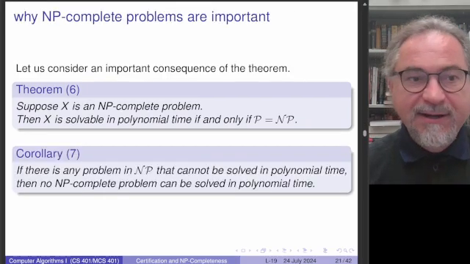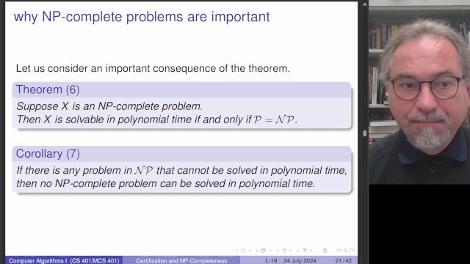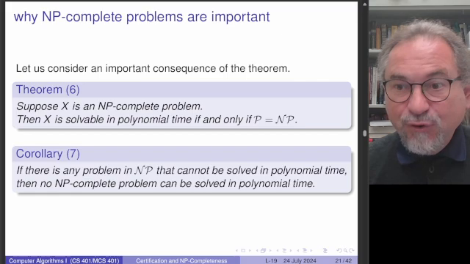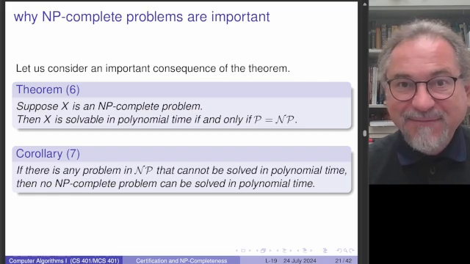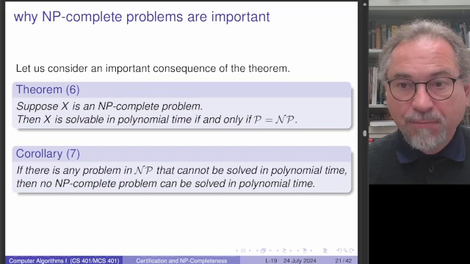Okay, here again, why NP-complete problems are important. That's the theorem again. If you could show, on the other hand, that you have an NP-complete problem and you could demonstrate that there can't be any efficient algorithm for it, there can't be any algorithm that solves it and runs in polynomial time, then no NP-complete problem can be solved in polynomial time.